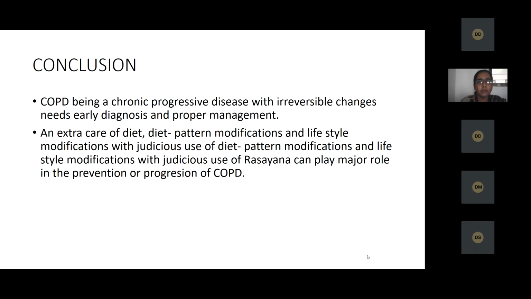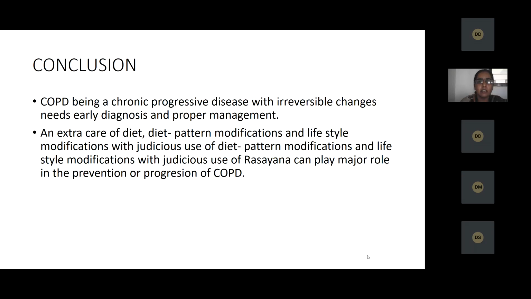COPD being a chronic progressive disease with irreversible changes needs early diagnosis and proper management. And extra care of diet and diet pattern modification and lifestyle modification, with judicious use of Rasayana, can play a major role in the prevention of the progression of COPD.